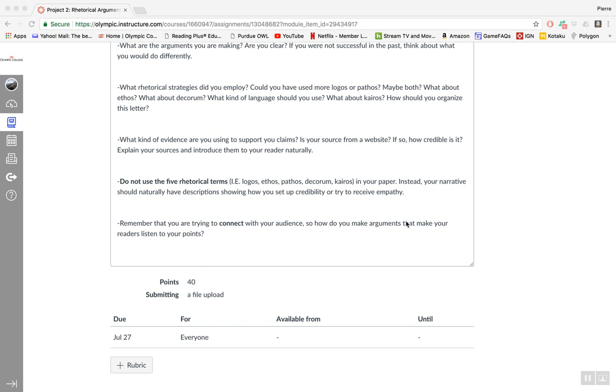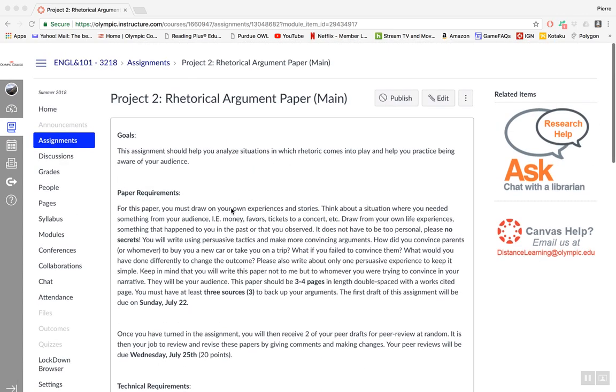So how do you make your arguments that you make your readers listen to your points? If you can't connect with your audience, if you can't communicate and make that bond, you're not going to have a very good time trying to convince them to your side. So what is it that you can say and do to connect with them, right? So that is the second assignment.